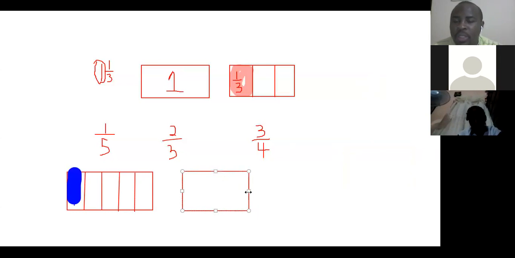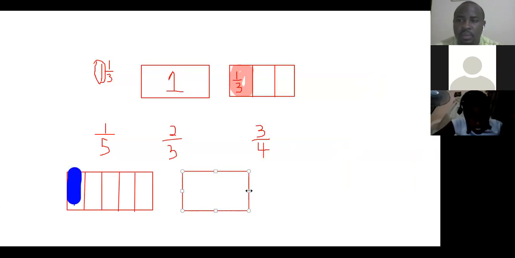So how many wholes should we have? 2. Why 2? Because... Go ahead, think. Are you mixing up wholes with equal parts? Yes, sir. Okay, so how many wholes must we have? 2. All right, remember, what's a fraction? Tell me what's a fraction.